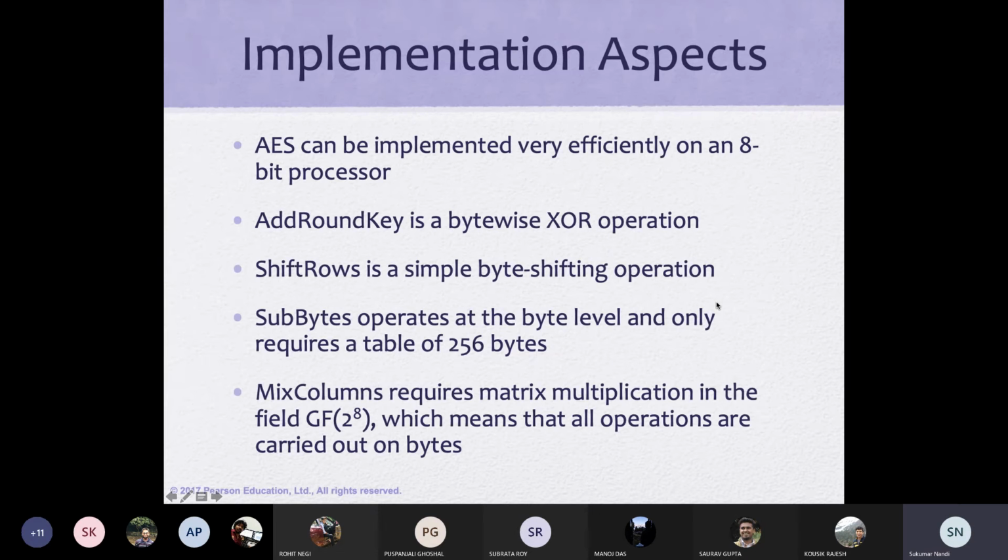If I come to the implementation aspects, AES is definitely easy to implement in an 8-bit processor. As I told you earlier, AES became very popular and is implemented in the chip, the SIM card, and the smart card, debit card, credit card. Now all are chip processors. Almost all ATMs implemented the chip options, POS chip options.